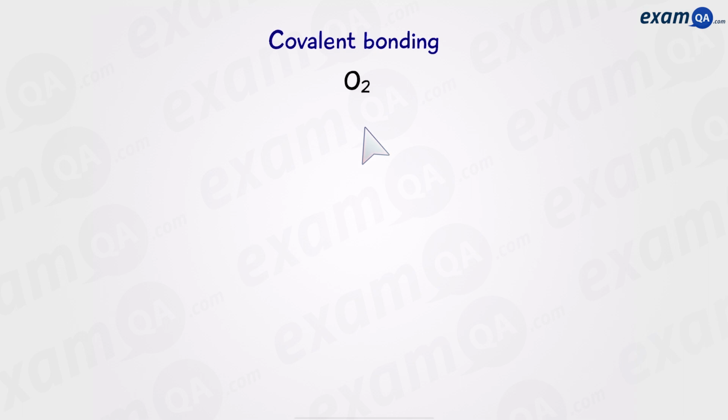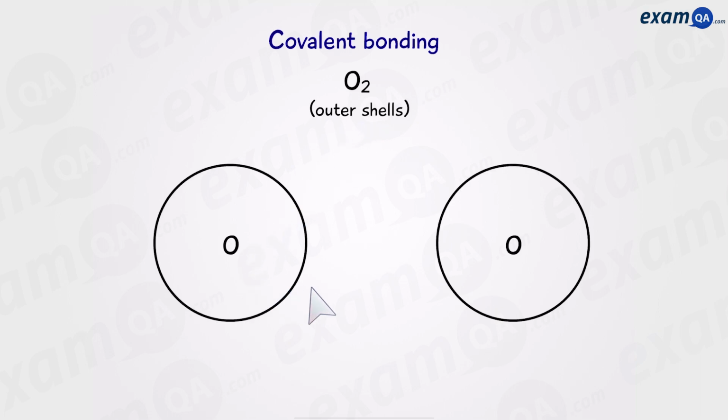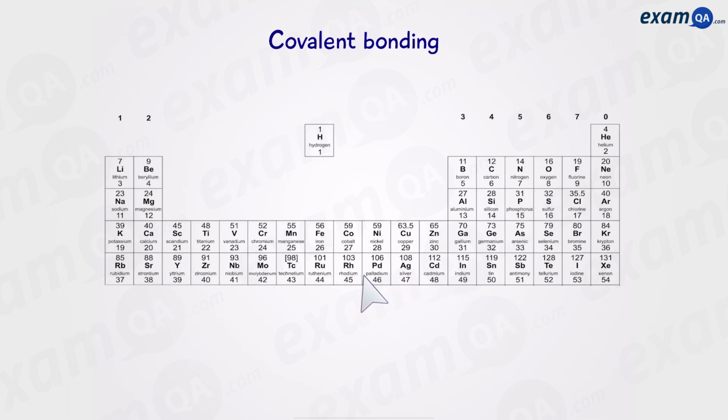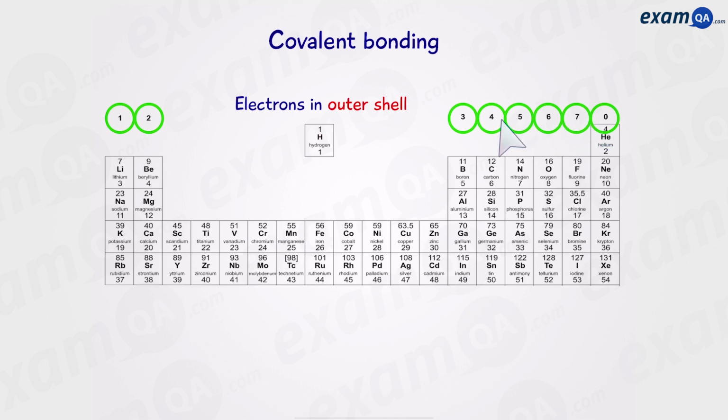Let's try another example. Let's see if we can draw oxygen. Remember, we're only drawing outer shells. So in O2, we're going to need 2 oxygen atoms. Now, how many electrons go on the outer shell of an oxygen atom? To know that, we have to look at the periodic table. These numbers are the group numbers, and they can tell you something very important. The group numbers tell you how many electrons are in the outer shell of an element.